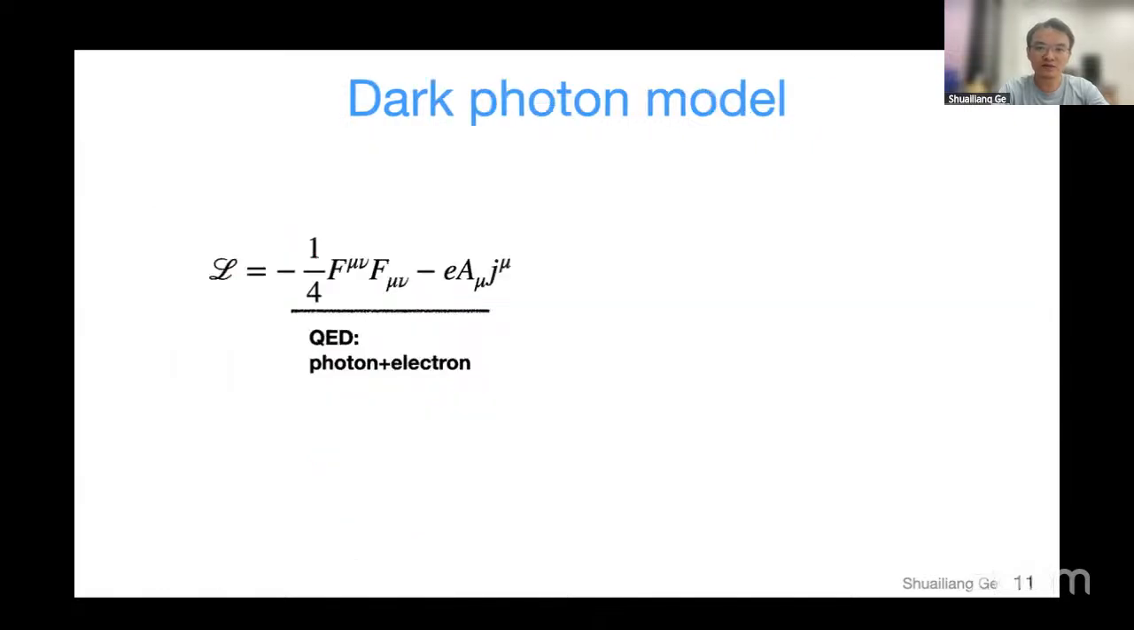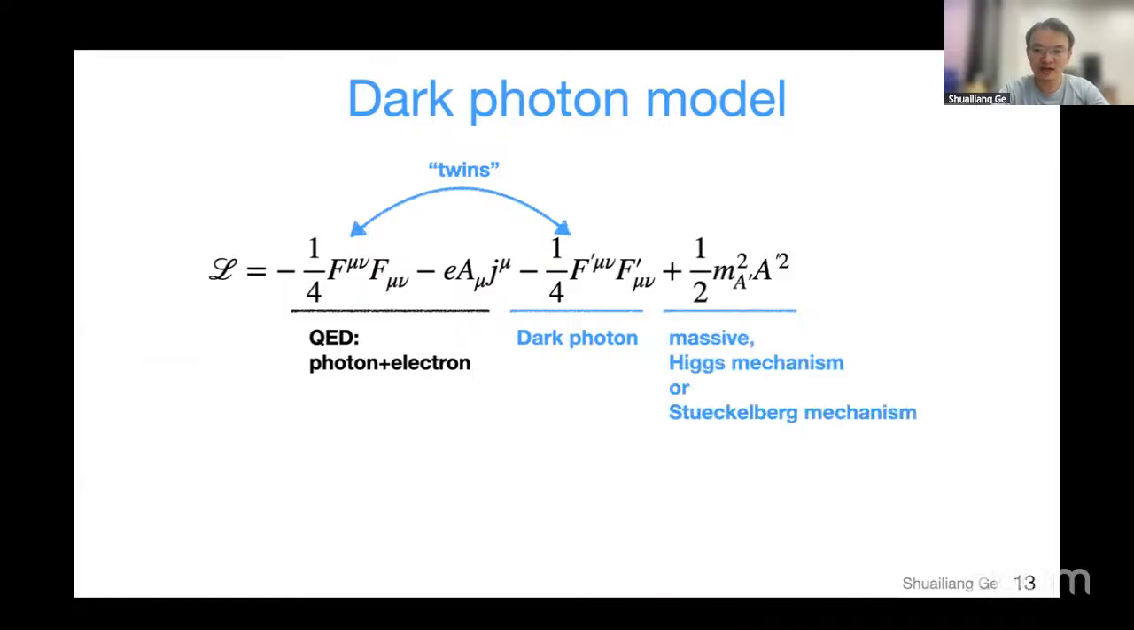Okay, so what's a dark photon? The dark photon may be one of the simplest extensions of the standard model. You just need to extend the standard model by an extra U(1) gauge. Some people call it the dark U(1) gauge, and the corresponding U(1) gauge boson is called the dark photon. It's just like a twin of our standard model photon. But the dark photon can have a mass, and the mass can come from the Higgs mechanism or the Stueckelberg mechanism as a special case of the Higgs mechanism.